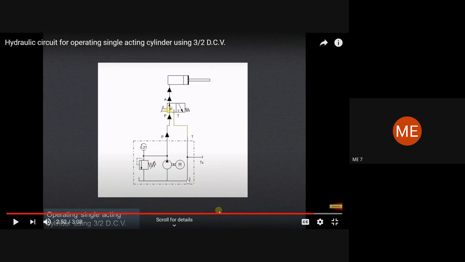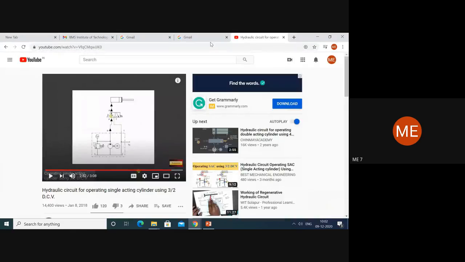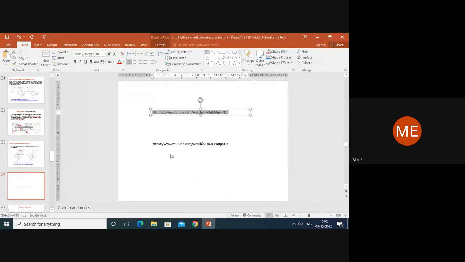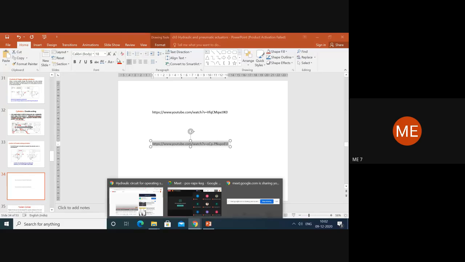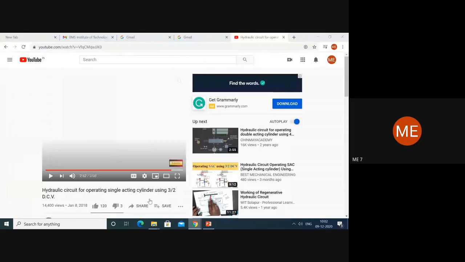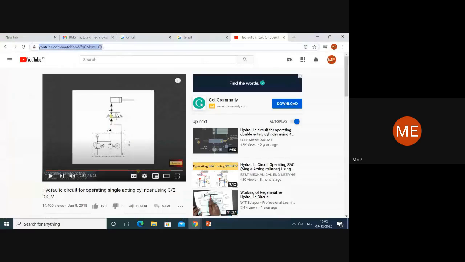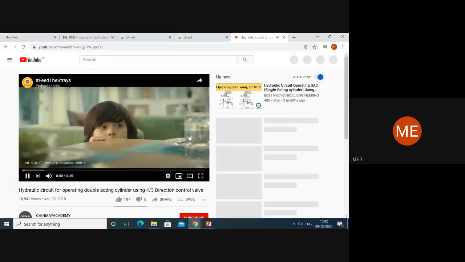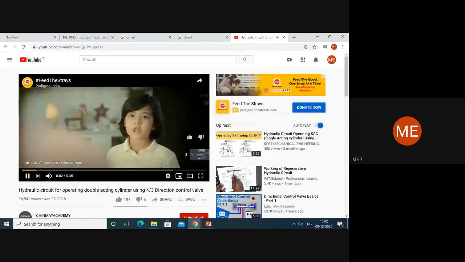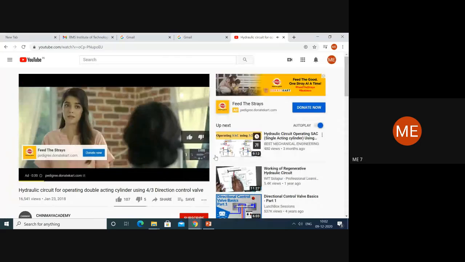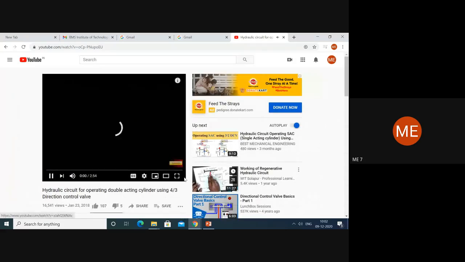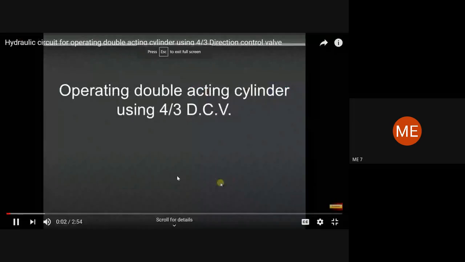Similarly, just for better explanation, I am bringing these figures here. Similarly, we shall have the working of the double acting cylinder. So in case of double acting cylinder, please listen: cylinder using 4x3 direction control valve.